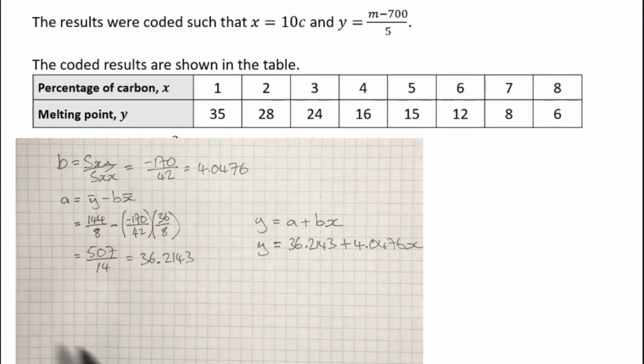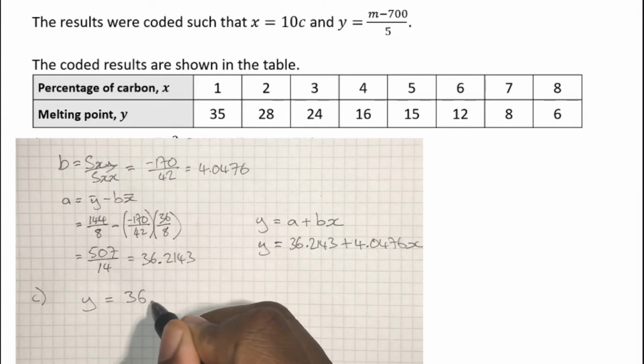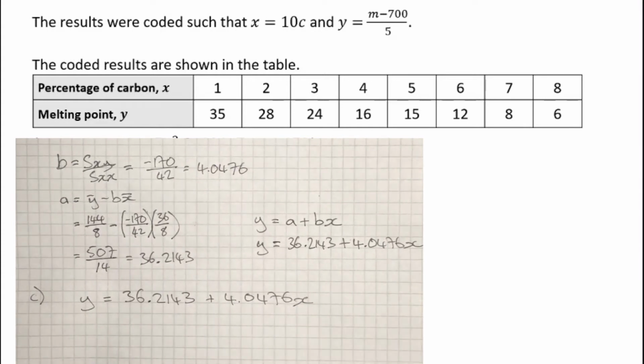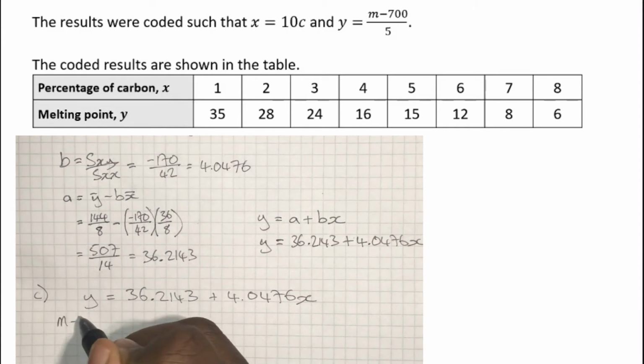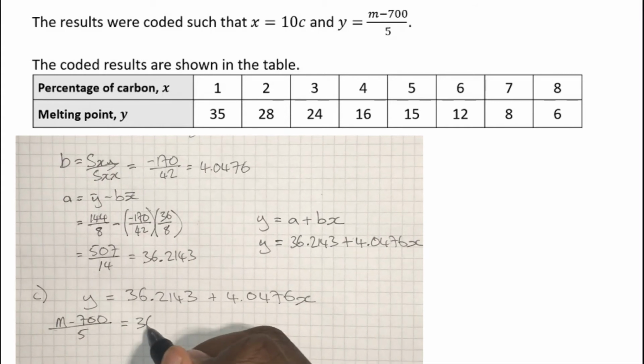So now that we have the regression equation for y on x, let's see if we can generate the regression equation for m on c. We have the coding formula, the coding relationship that connects y with m. We're told that y equals (m minus 700) over 5. We're also told that x equals 10c. So we're going to substitute these expressions for y and for x.